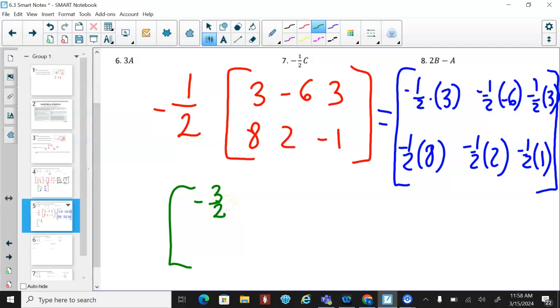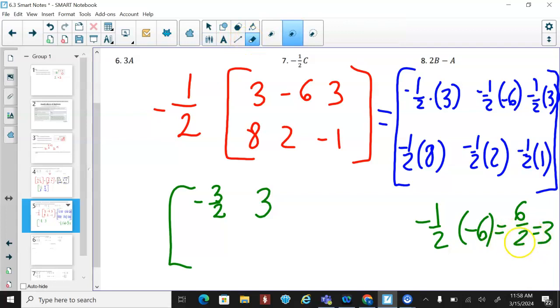All right, negative 1/2 times negative 6. That's going to be positive, because negative and negative makes it a positive. 6 over 2, which is 3. Okay? Just want to make sure everybody understands what happened here. We just simplified it.